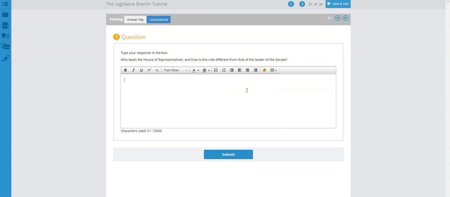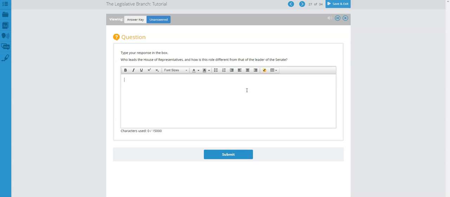We are now on page 27 of the legislative branch tutorial. And right here you have to answer the following question. Who leads the House of Representatives, and how is this role different from that of the leader of the Senate? Again, you have to look at your notes. It's very important for you to take notes. If you have your notes in front of you, you should be able to answer this question.